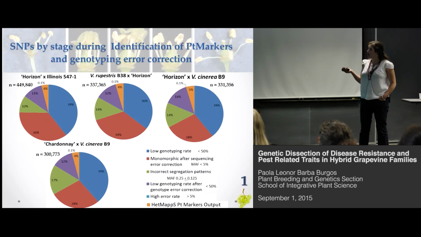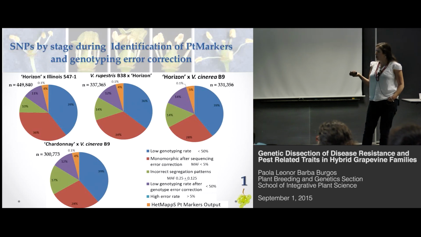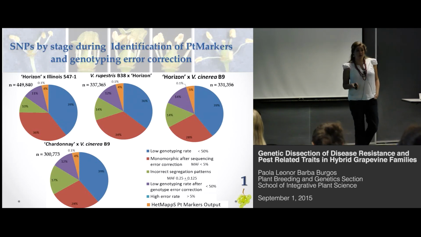Blue, red, and purple are the markers that are removed for this reason. For each population, we started with around 450,000 markers in some of them, and up to 300,000 in others. What you retain at the end is about 4% of the markers. Between 10 and 17% of the markers had incorrect segregation patterns.